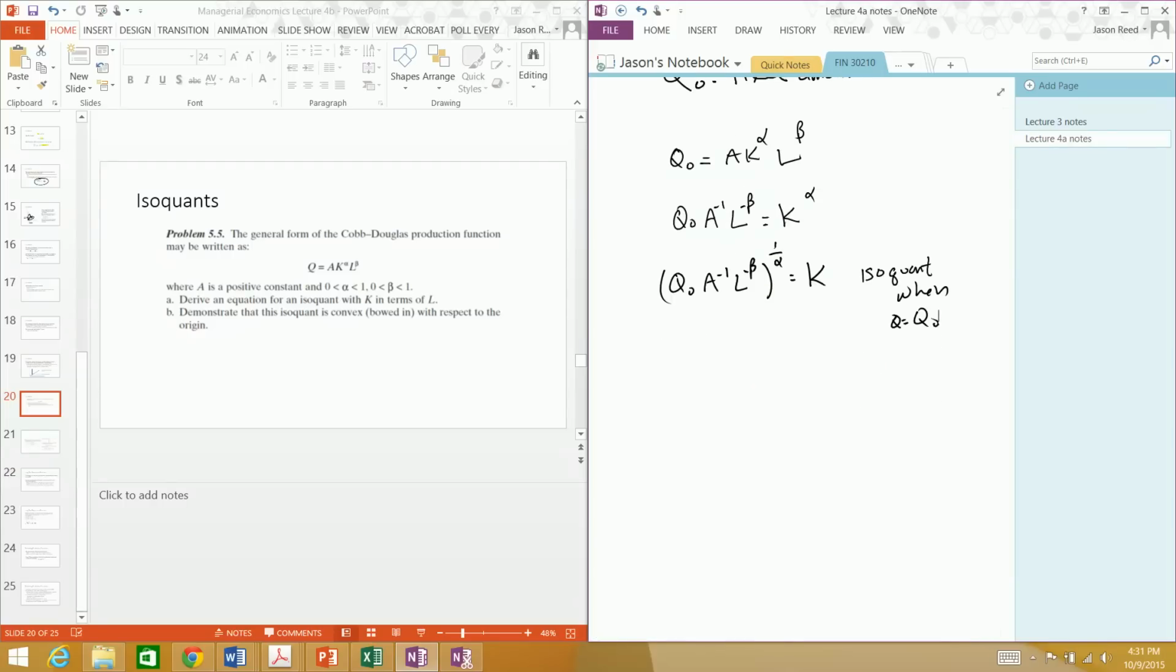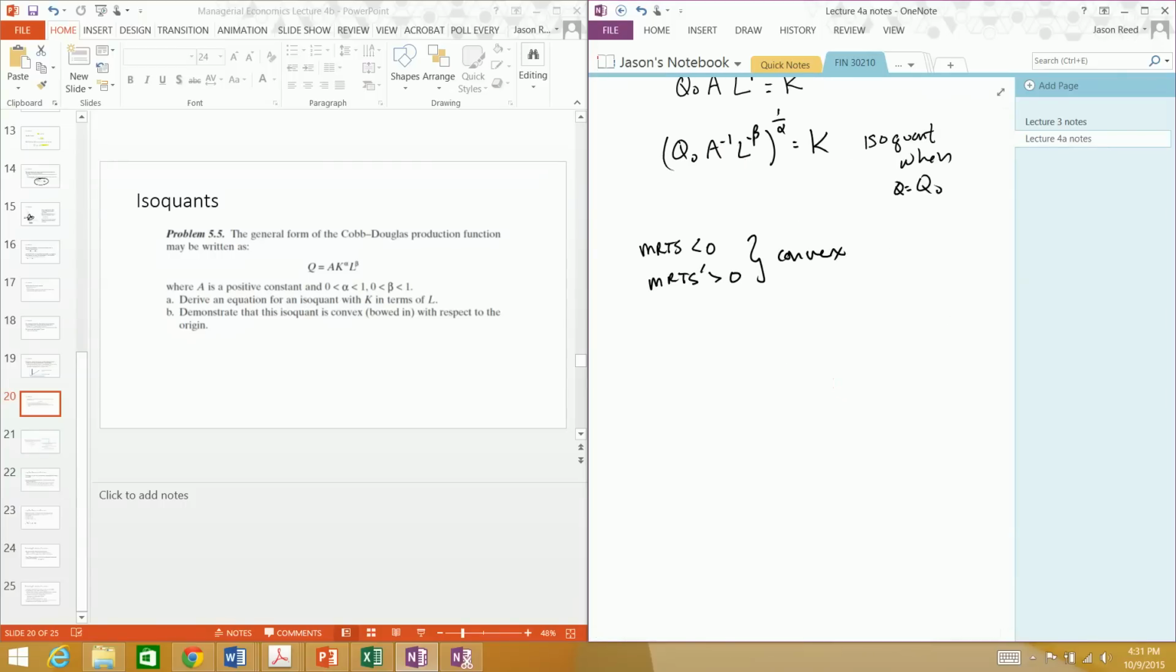Now we want to demonstrate it's convex. For that to be true, we know that the MRTS has to be less than 0, and the derivative of the MRTS has to be greater than 0. This is our convexity property. So let's start doing that.